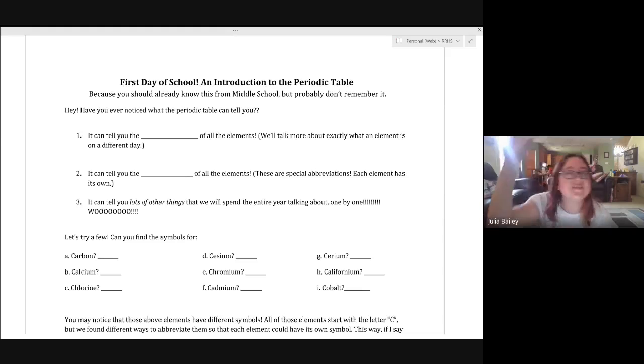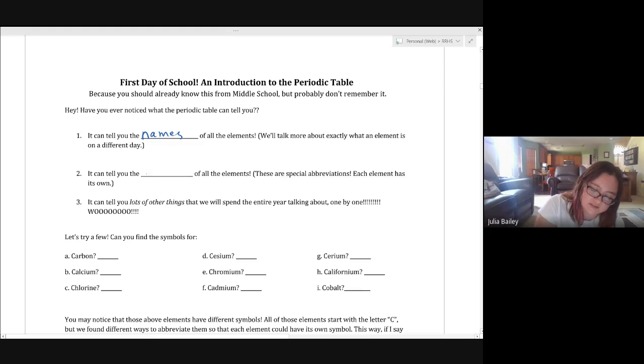So we're just going to do a quick review of exactly what the periodic table can tell us. For instance, the periodic table can tell you the names of all the elements. We will talk more about exactly what an element is on a different day, but for now, it tells you the names of the elements.